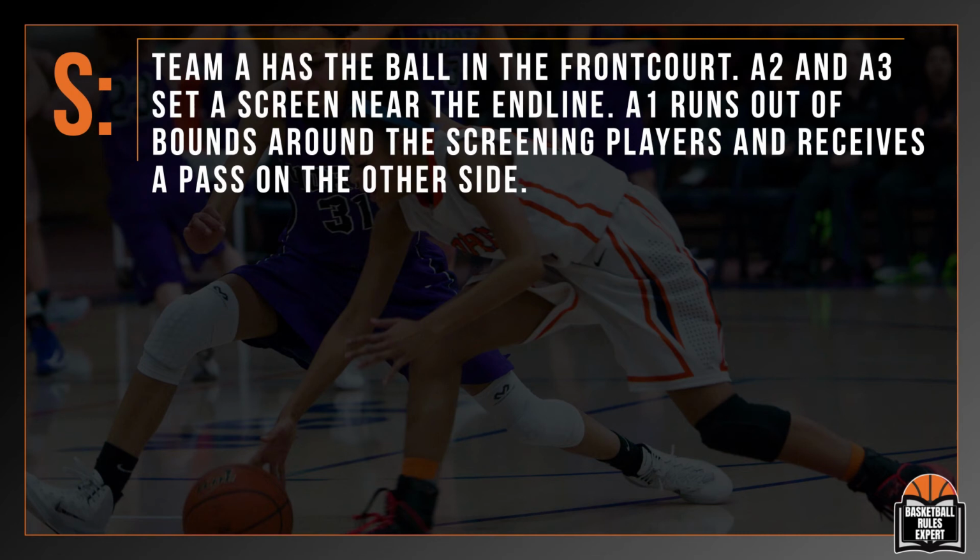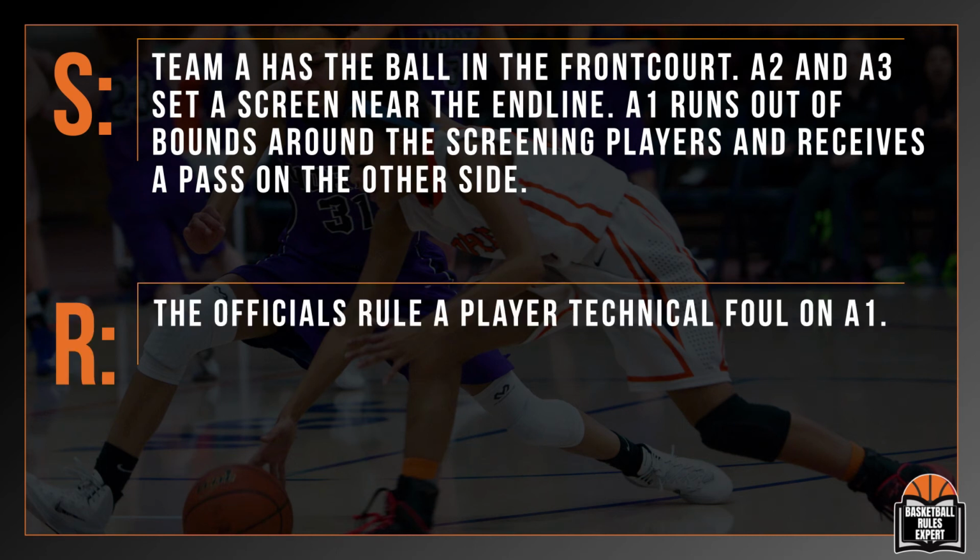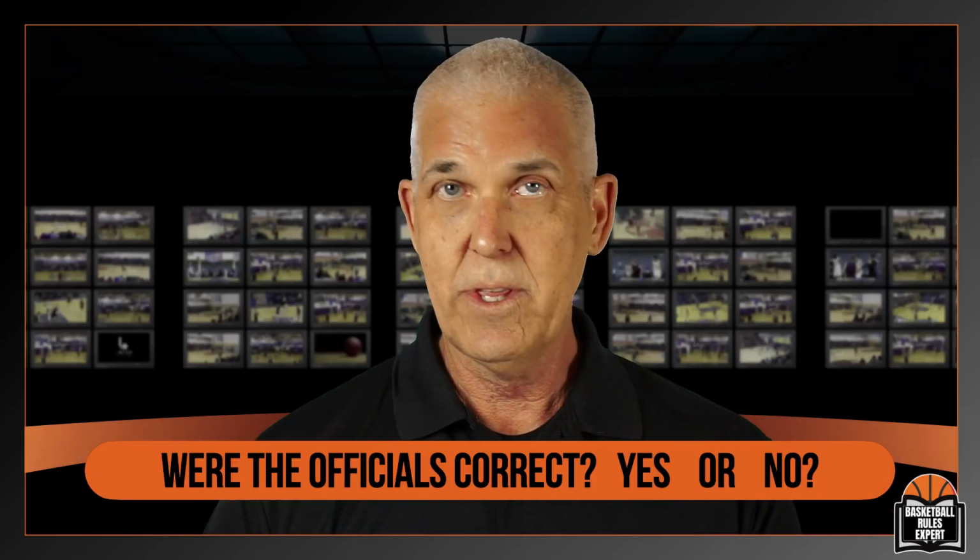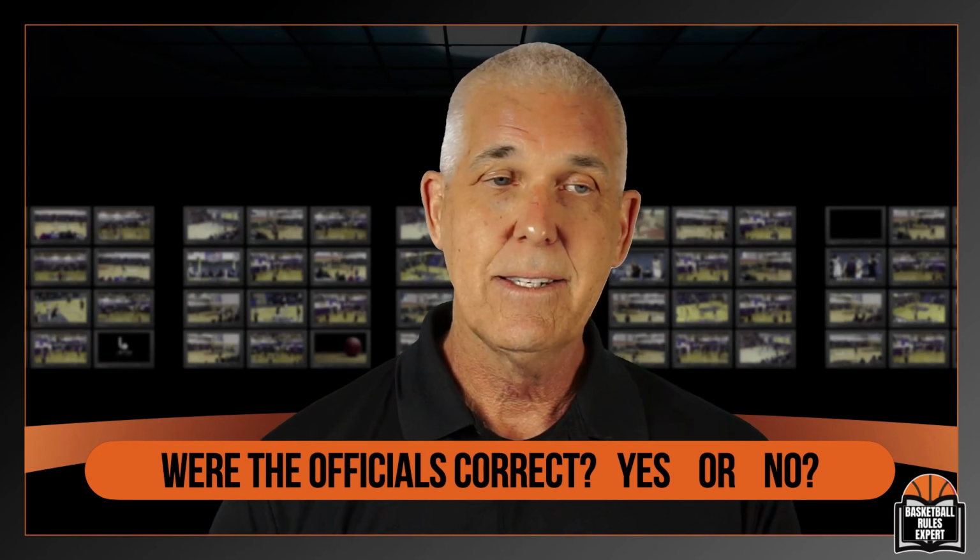Team A has the ball in the front court. A2 and A3 set a screen near the end line. A1 runs out of bounds around the screening players and receives a pass on the other side. The officials rule a player technical foul on A1. Were the officials correct? Yes or no?